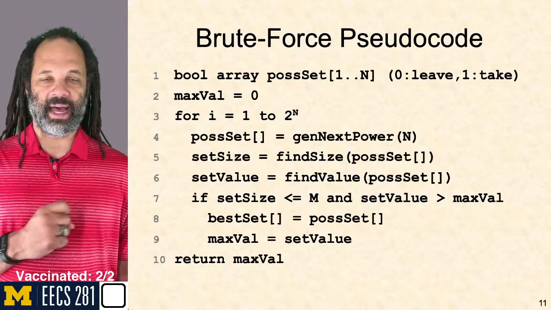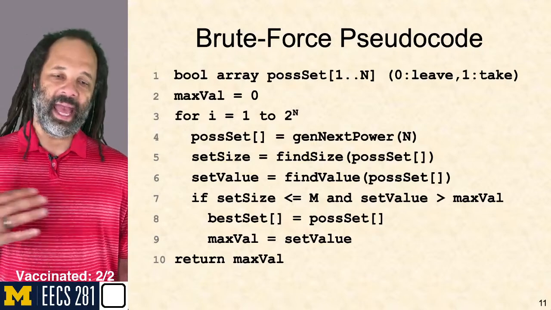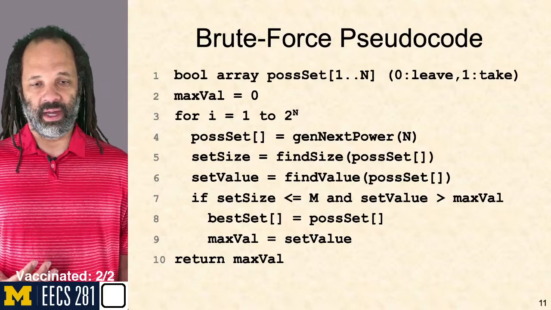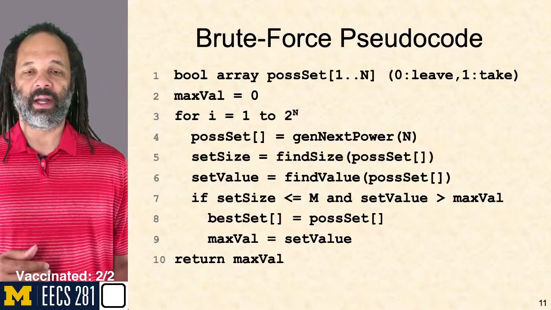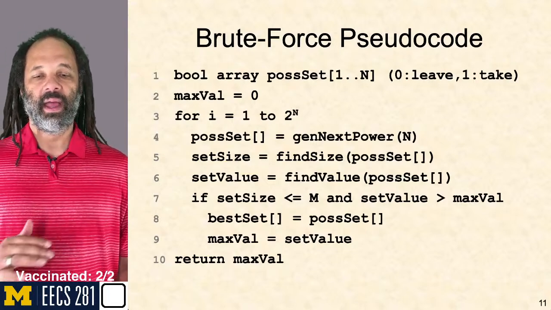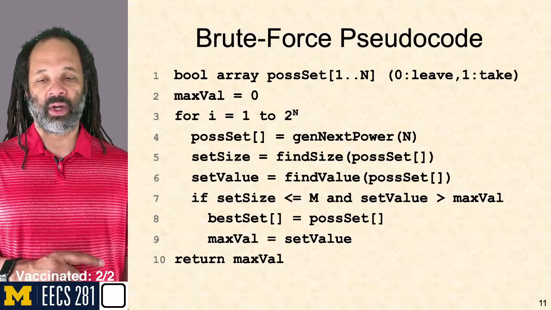And then if set size is less than or equal to m, if set size fits in the bag, and the value of that set is greater than what we've already done, then we're going to say this is our new best set. So we set best set equal to possible set, do a copy there, and set the maximum value to that set value. And in the end, we return our max value.